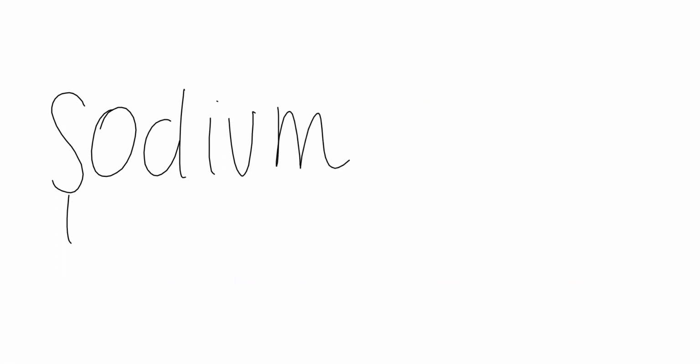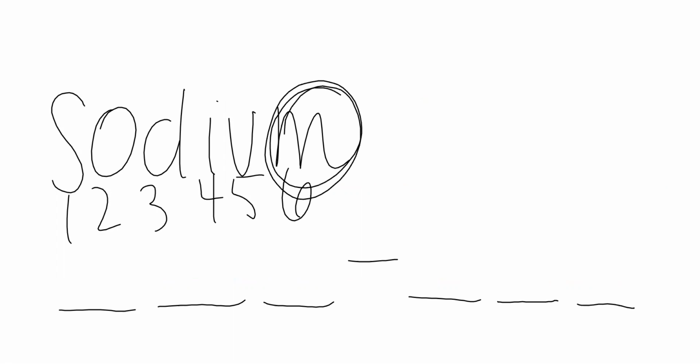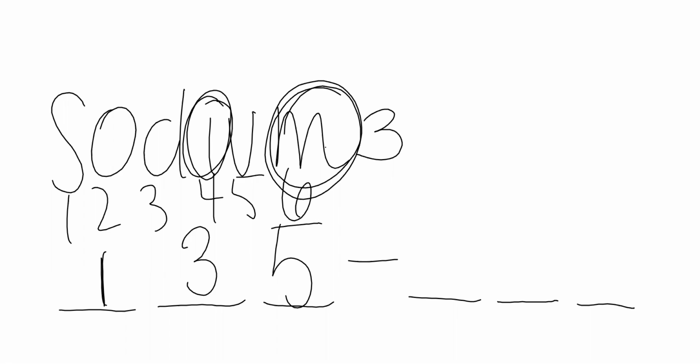But the next one I remember is sodium. So sodium has 6 letters, and those become our spaces for the number, and there's no decimal points. Is actually the highest number for this one. So the M, if you flip it to the side, it becomes a 3. So I put the 3 there. The I becomes the 1. In between the M and the I is the 5th letter. So that's how I remember the 5 there.